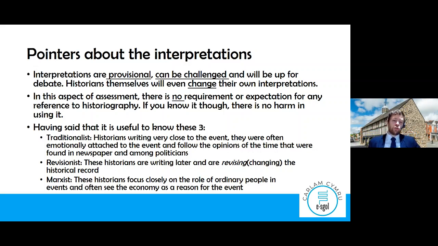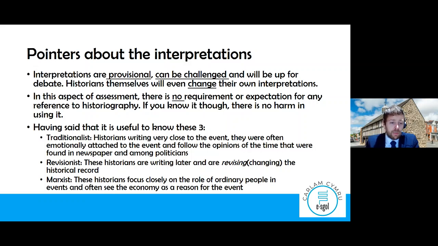The first being traditionalists. These are historians that are writing quite often very close to the events, and they're often emotionally attached to the event. They might have relatives who were involved in the event. They might have lost relatives, in fact, who were involved in the event, or they might owe their position to what happened in the event. And they follow quite closely the opinions of the time that were found in newspapers and among politicians writing around the time. Because their primary evidence base isn't that big, they've got what's been published.